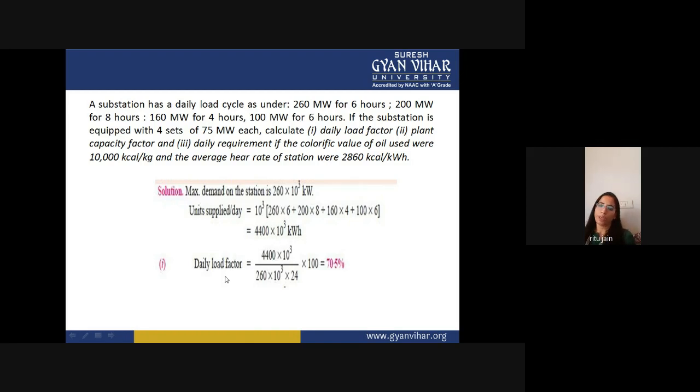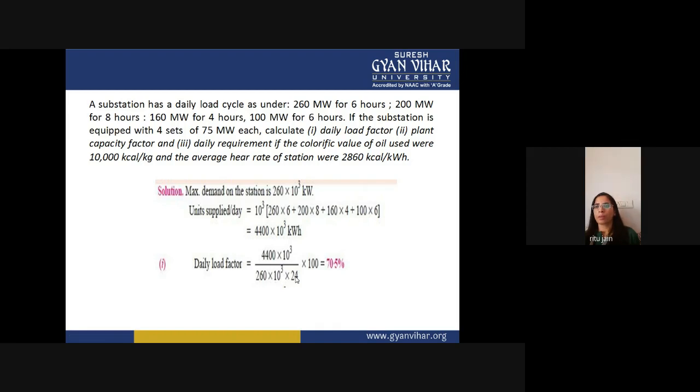And the daily load factor you can calculate by the formula: load factor is average load divided by maximum demand. The maximum demand is 260 megawatt, and the average load is 4,400 into 10 to the power 3. So the daily load factor is 70.5%.